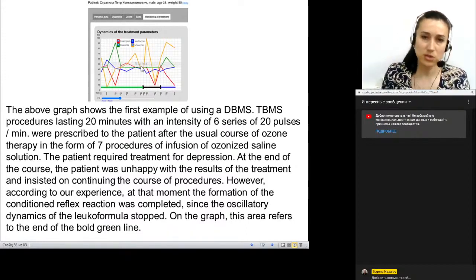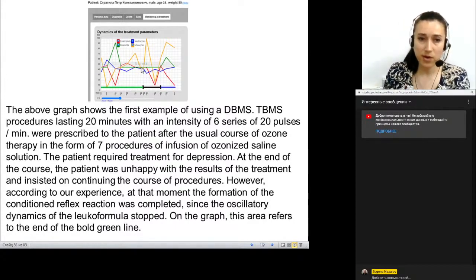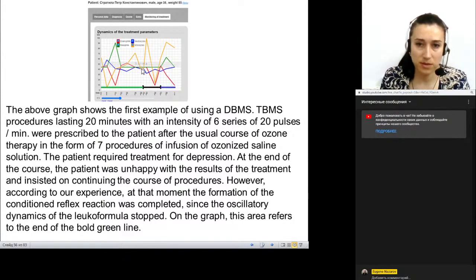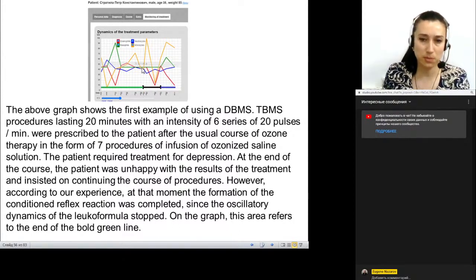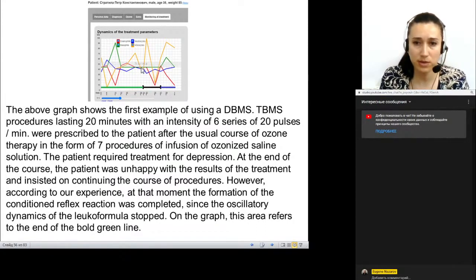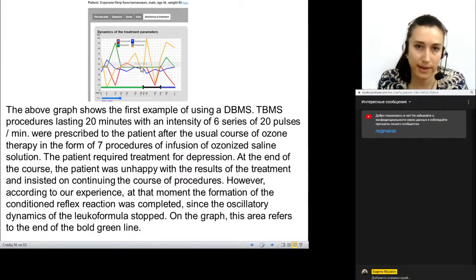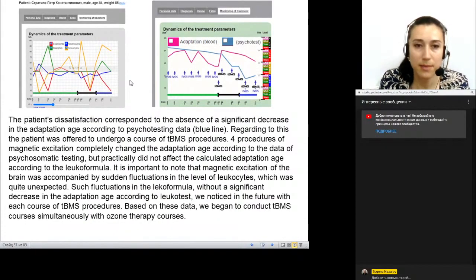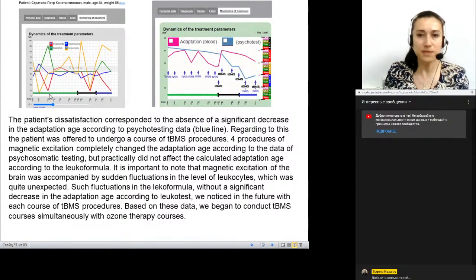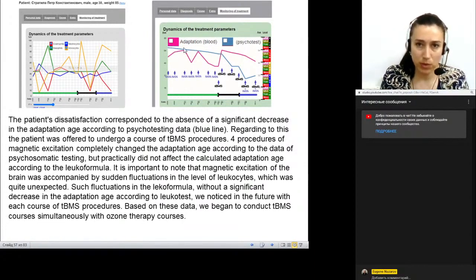At the end of the course, the patient was unhappy with the results of the treatment and insisted on continuing the course of procedures. However, according to our experience, at that moment the formation of the conditional reflex reaction was completed, since the oscillatory dynamics of the leukoformula had stopped. On the graph you can see this area that refers to the end of the bold green line. The patient's dissatisfaction corresponded to the absence of a significant decrease in the adaptation age according to psychotesting data, which is indicated by the blue line.